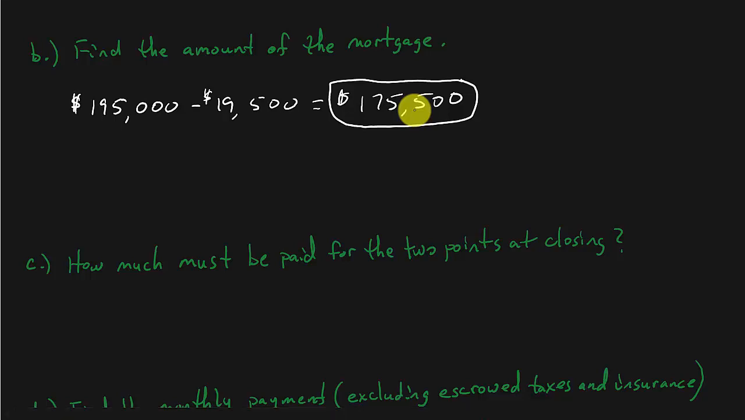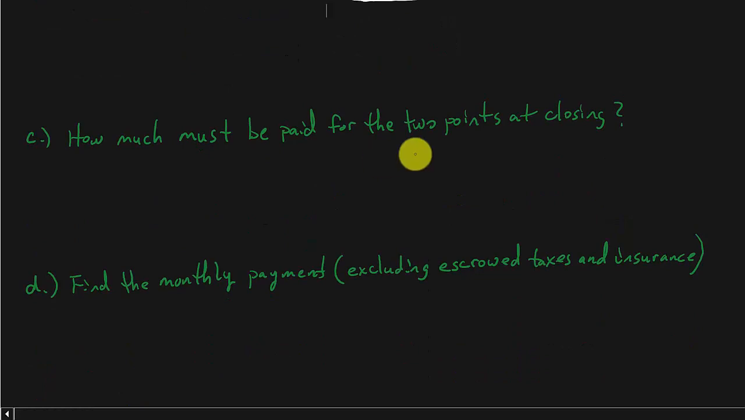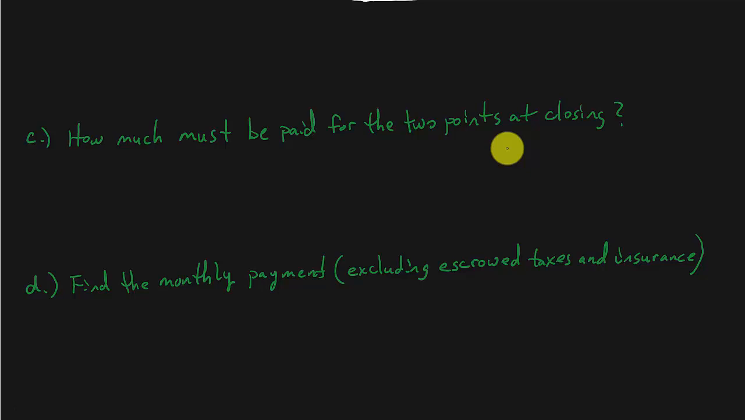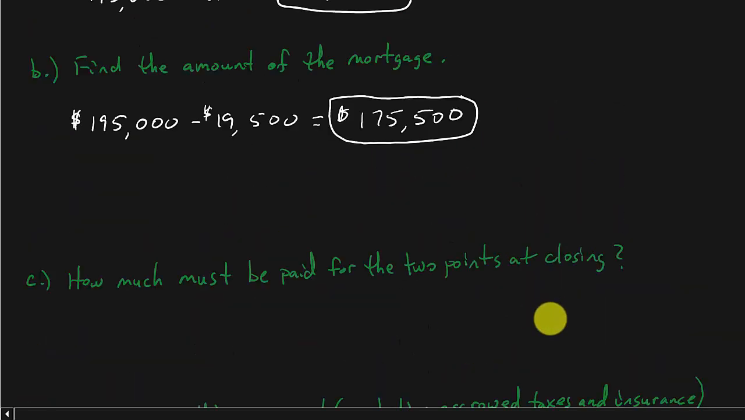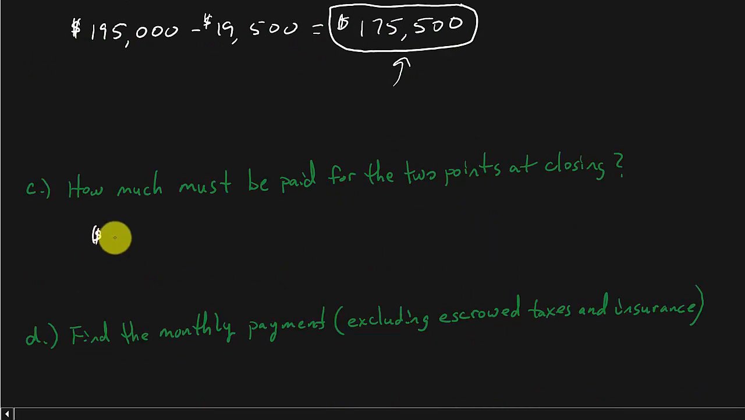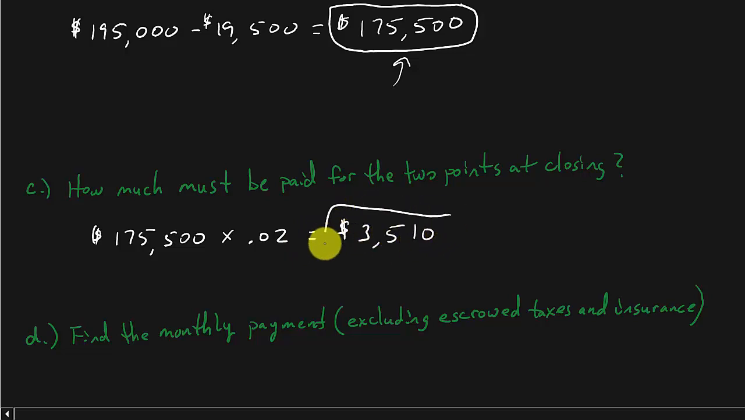So, for example, if they said you had to pay 2 points, that would mean you would pay 2% of the loan amount at closing. So let's go ahead and figure out how much we would have to pay for the 2 points at closing. 1 point is 1%, 2 points is 2% of the amount you're going to borrow. So that's 2% of the $175,500. That would be $175,500 times 0.02. You convert the 2% to decimal, and that would equal $3,510.